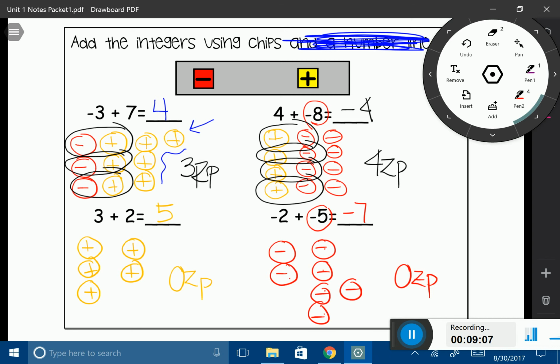Okay, so one thing that you notice from this slide is that when you have opposite numbers, like a negative and a positive, or a positive and a negative, you're going to have to create some zero pairs. But when you have numbers that are the same, like a positive and a positive or a negative and a negative, you don't create any zero pairs.